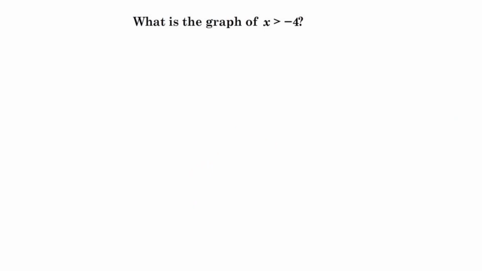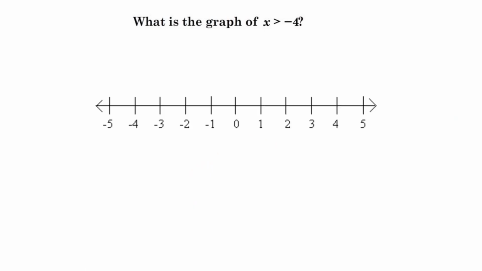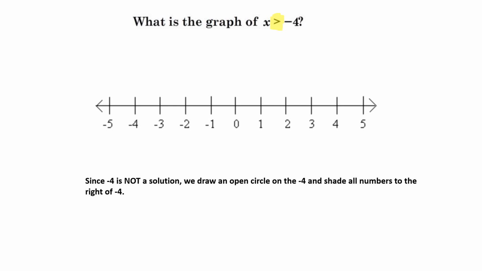Okay, what is the graph of x is greater than negative 4? As you notice here, our inequality symbol is just the greater than, pointing to the right, and there's no line under it. So this means that we're not going to include negative 4 as a solution, right? So we're going to have an open circle on the negative 4, and we're going to shade everything to the right.